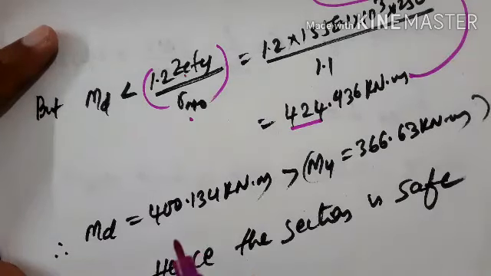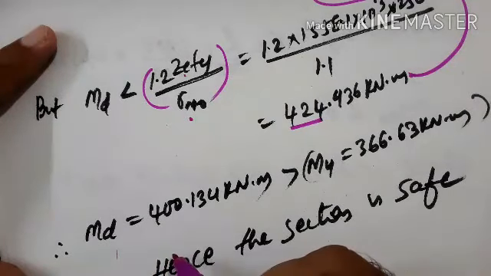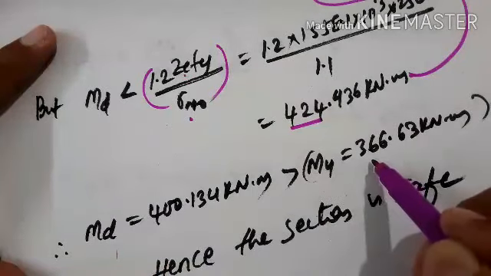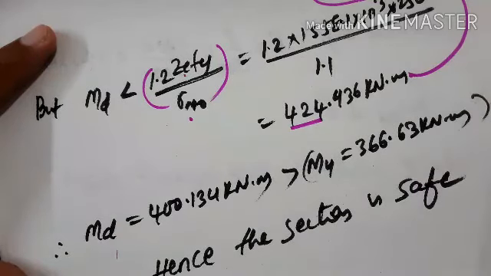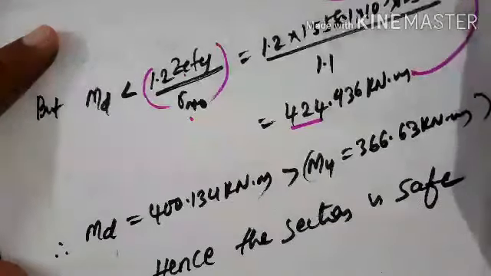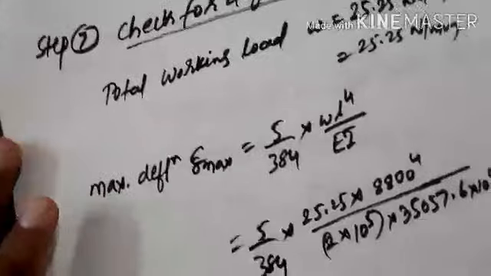So here we can conclude that the section is safe in carrying the bending moment, since whatever section we have chosen has a maximum moment carrying capacity, where the actual moment acting is 366.63 kilonewton meter. Hence we can say the section is safe, or adequate, in carrying the bending moment. So after this, the next step will be check for deflection.